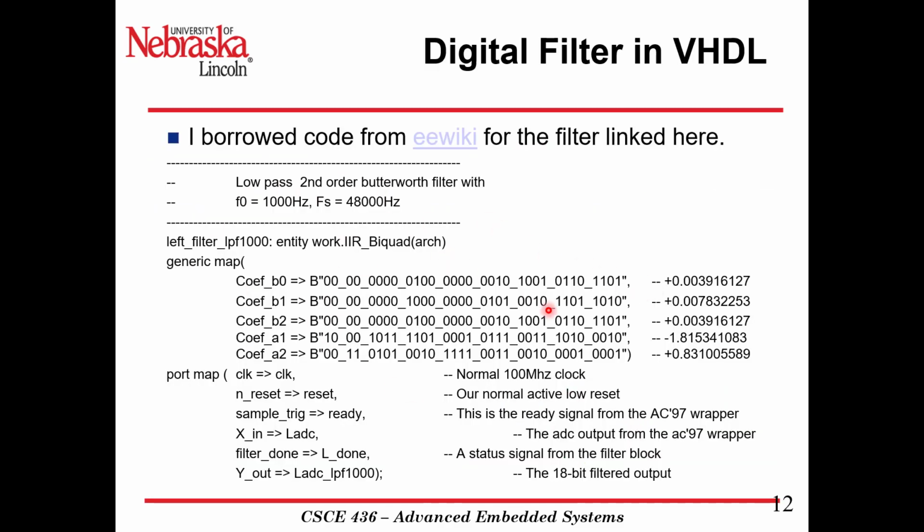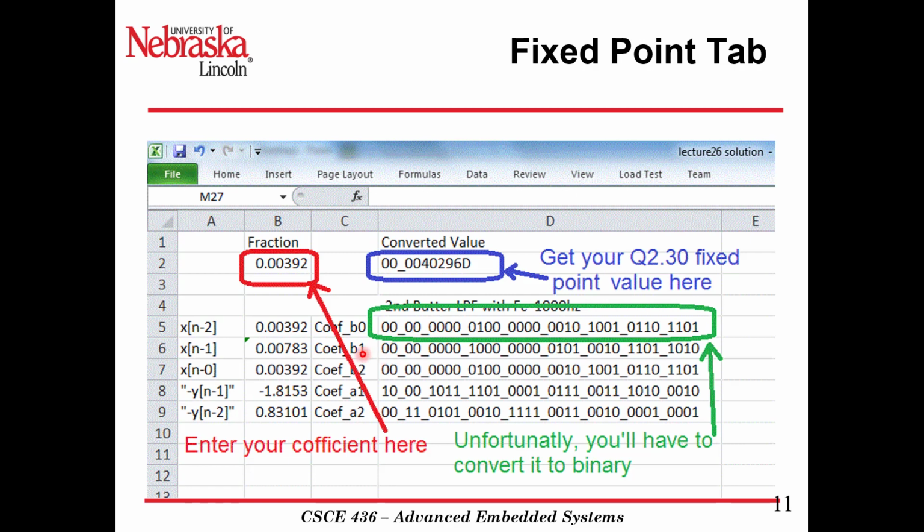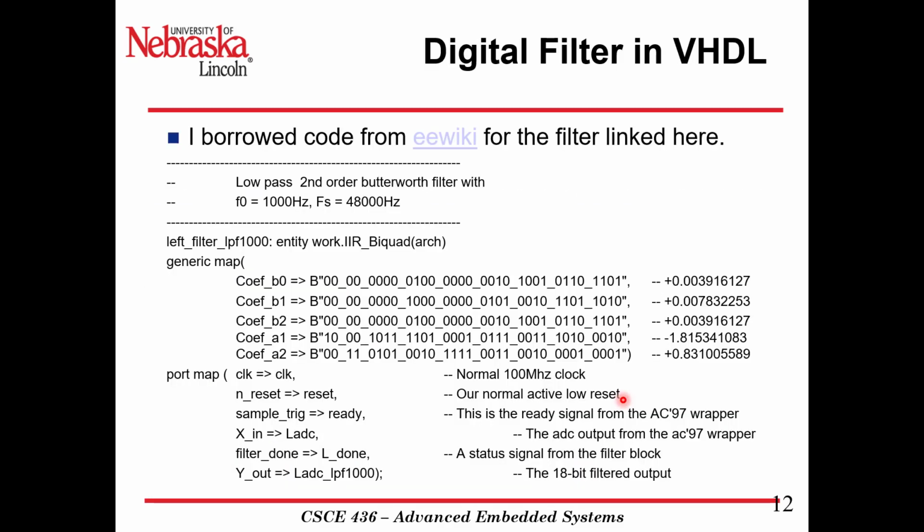So this code is the left side of that biquad. Notice it actually takes those coefficients for a 1 kilohertz cutoff frequency, and it inputs those values as a binary value. The underscores don't really count, it's just there for visualization. And in the comments I put the decimal values for each of those coefficients. So we have coefficient B0, B1, B2, A1, and A2. Notice B2 and B0 are the same value.